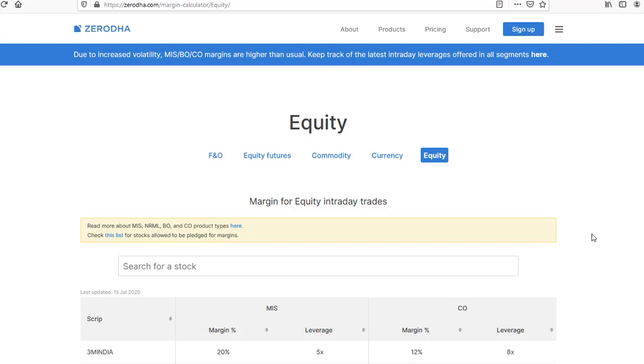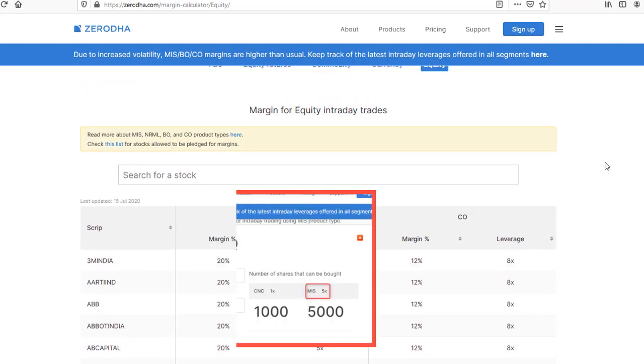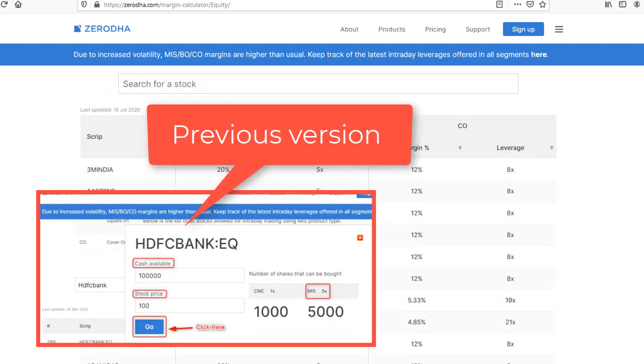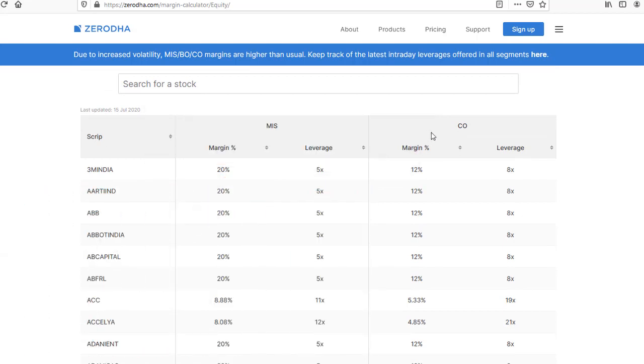The site has been newly updated, and when you go to equity you couldn't find the calculator, but instead you can see two extra columns, which are MIS and CO, which is cover order, and along with that you can see margin in percentage and leverage.